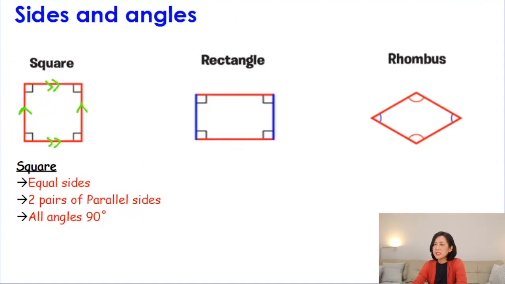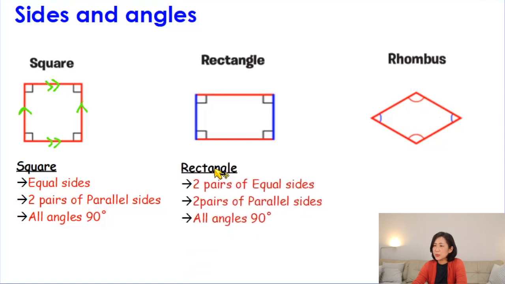Alright, let's have a look at the rectangle. A rectangle has two pairs of equal sides. Can you see the red and blue ones? It also has two pairs of parallel sides. And you notice that all the angles are 90 degrees, a right angle.